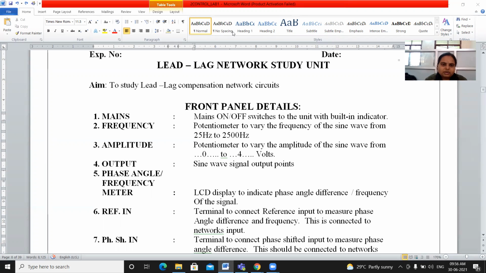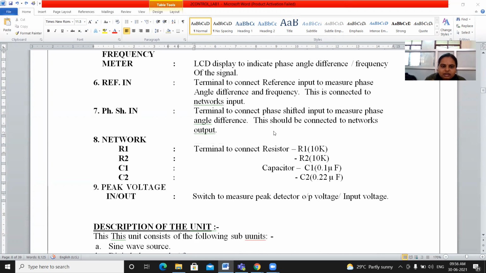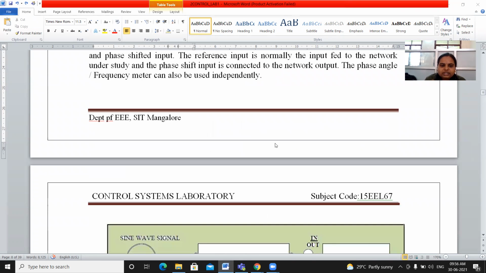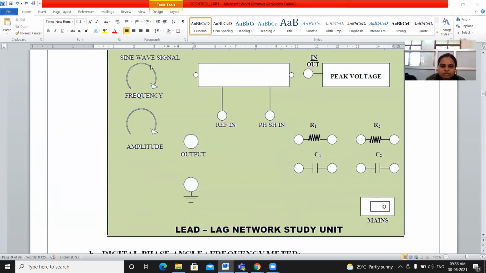Okay, the next experiment in our control system lab is the lead lag network study unit. The aim of the experiment is to study the lead lag compensation network circuits. The front panel of the lead lag network is as shown in the figure.